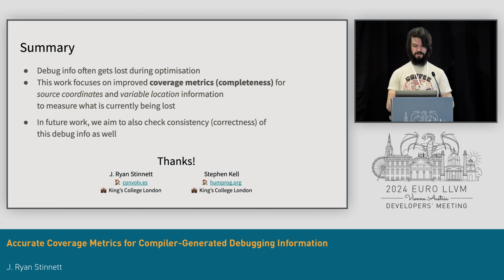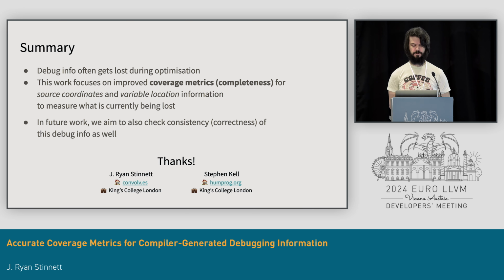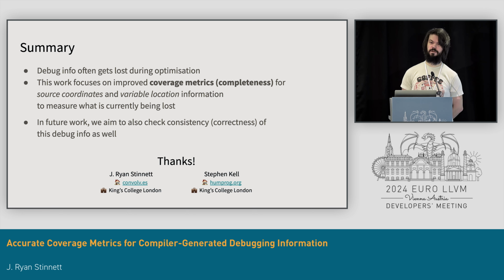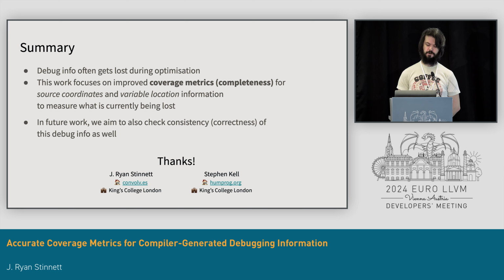And yeah, just to summarize this, the debug info today often gets a little lost or confused, especially registration desk if you need program. So this work is taking a look at some improved ways to measure coverage metrics, the completeness of the source coordinates and variable location information in the program, to measure what's currently been lost as a way to hopefully help people spot any loss and improve compilers going forward.